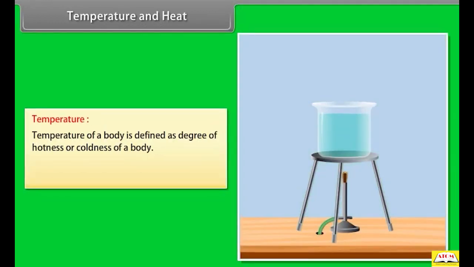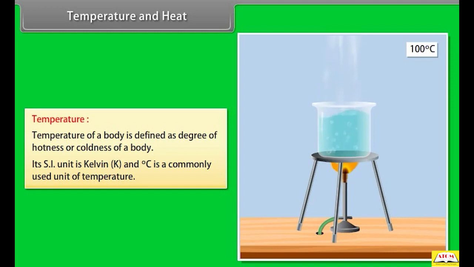Temperature and heat. Temperature of a body is defined as the degree of hotness or coldness of a body. Its SI unit is Kelvin and degree Celsius is a commonly used unit of temperature.